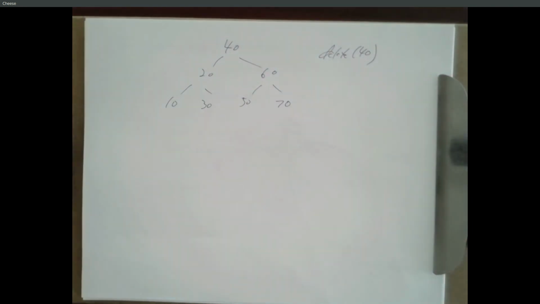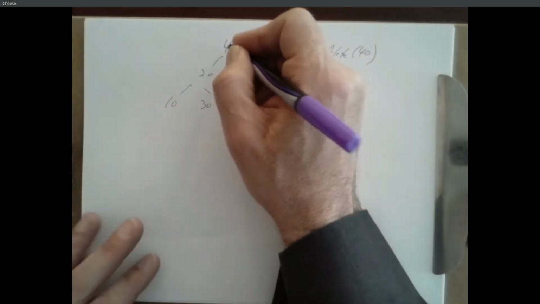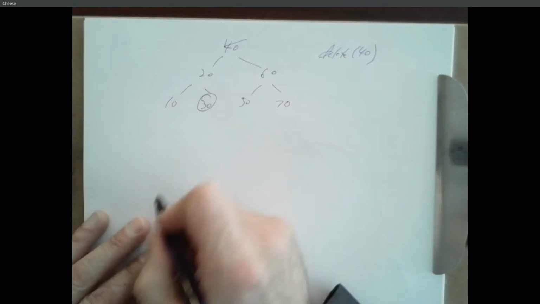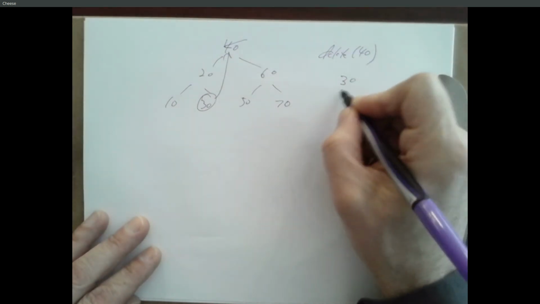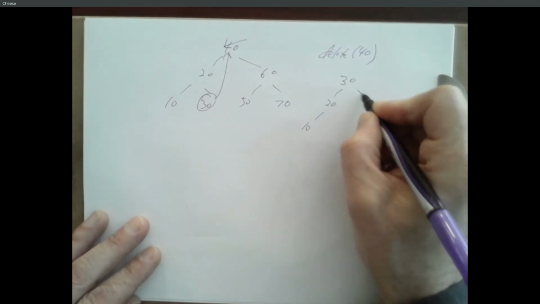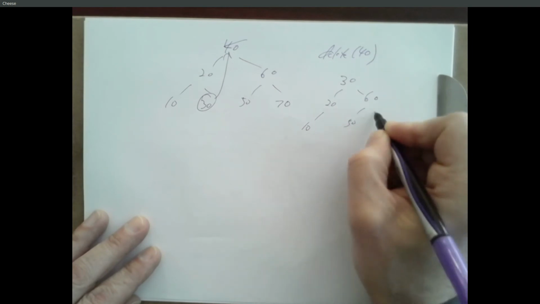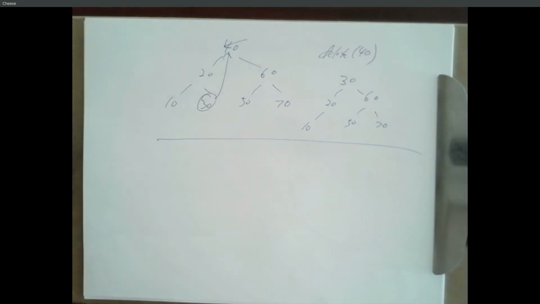All right, so I want to delete the 40. We're going to get rid of that. We're going to take the largest thing from the left subtree and move that up. Here's our new tree. Okay, that works great. We're not worried about balance this week. So as long as it's still a BST, we're happy.